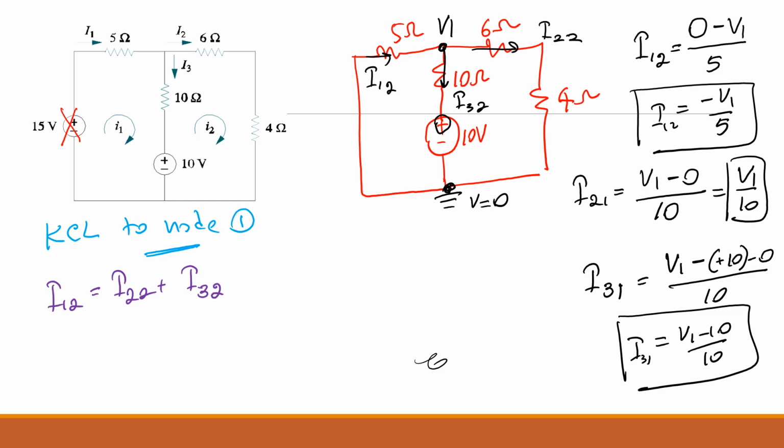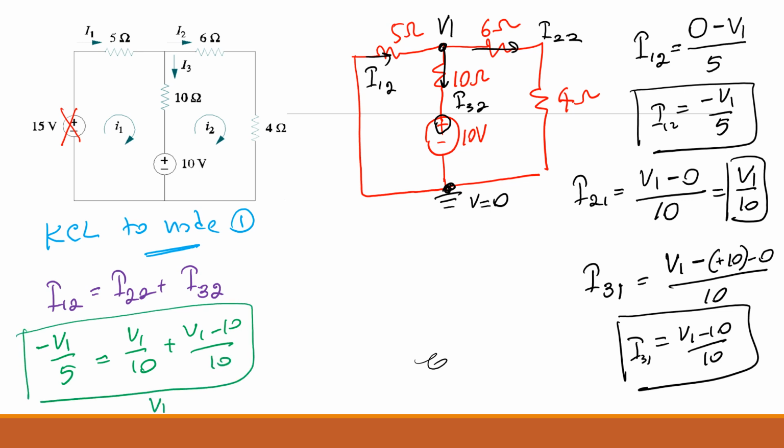So this will be I12, negative V1 over 5, is equal to V1 over 10 plus V1 minus 10 over 10. So can you solve this and find me the V1, please?